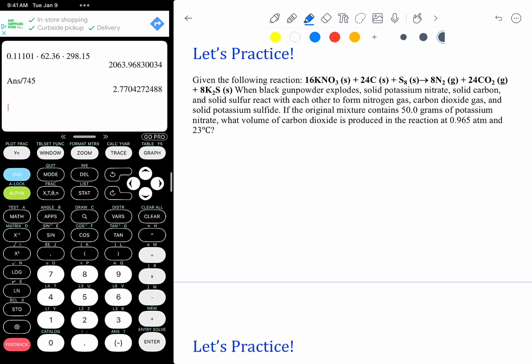So here we're starting with a mass of solid, potassium nitrate, and we want to find the volume of a gas. So just like we did before in our previous examples with our 3 steps. So try this problem independently.